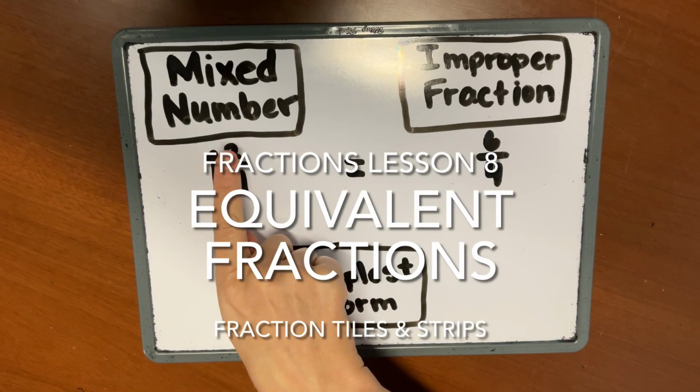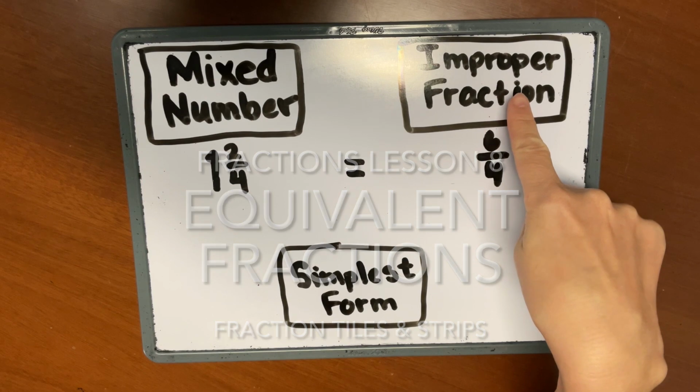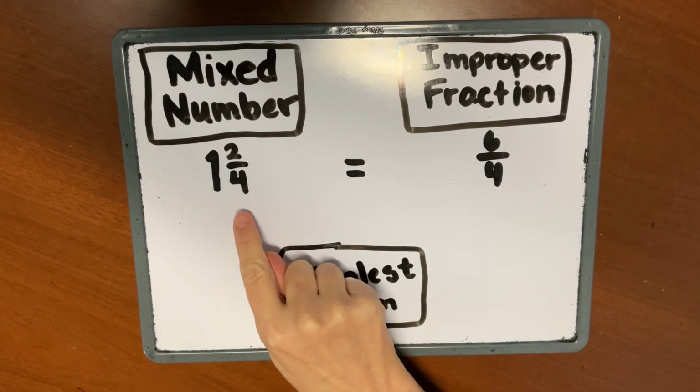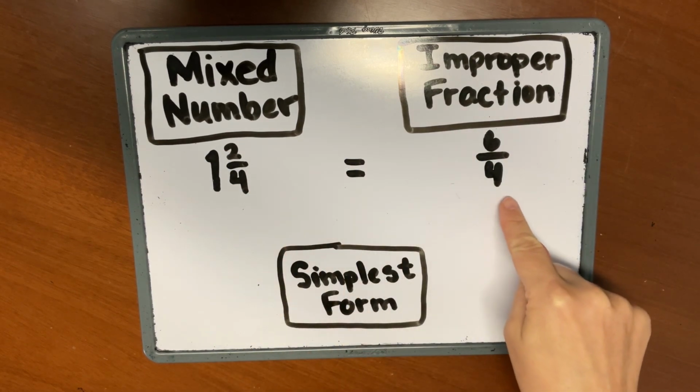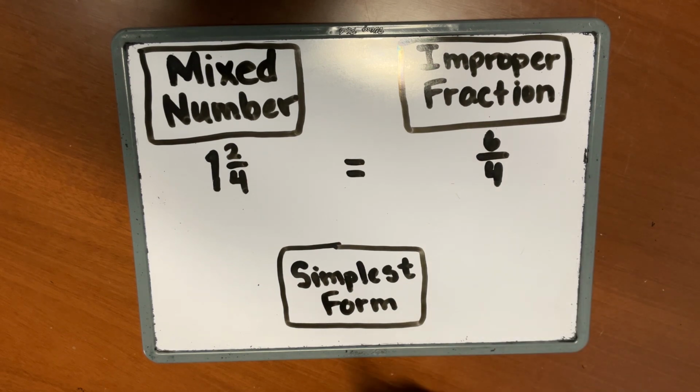Today we are looking at mixed numbers and improper fractions, and we know that 1 2/4 is equal to 6/4. We're going to prove that today with our math models. And we're also going to add a new word, the simplest form.